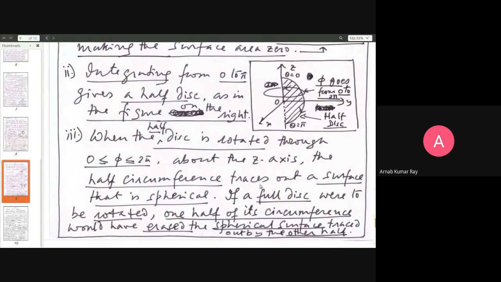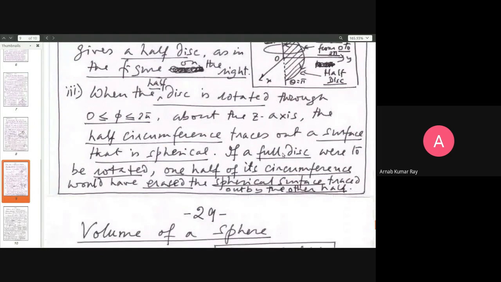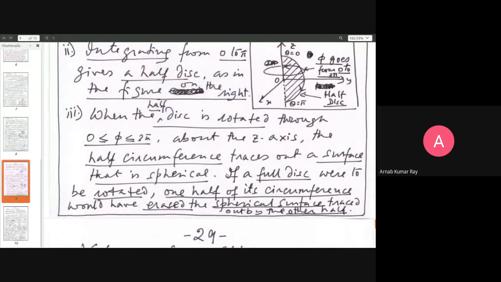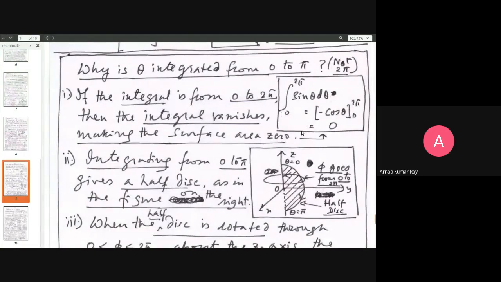Now, geometrically, this is the important point I was trying to make. If a full disk were to be rotated, then one half of its circumference would have erased the spherical surface traced out by the other half. So the first half would have traced out a spherical surface, and then the second half on the other side would have erased that. That is what you get algebraically over here.